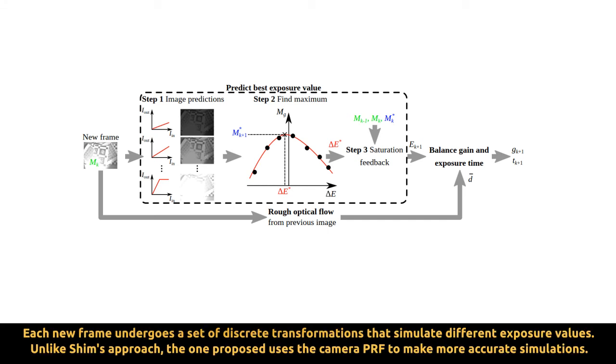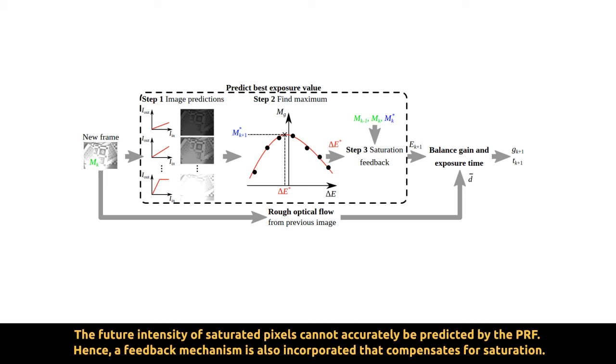The present approach follows a structure similar to that proposed by Shim in 2018. Each new frame undergoes a set of discrete transformations that simulate different exposure values. Unlike Shim's approach, the one proposed uses the camera PRF to make more accurate simulations. One limitation of this approach is that the future intensity of saturated pixels cannot accurately be predicted by the PRF. Hence, a feedback mechanism is also incorporated into the method that compensates for saturation.